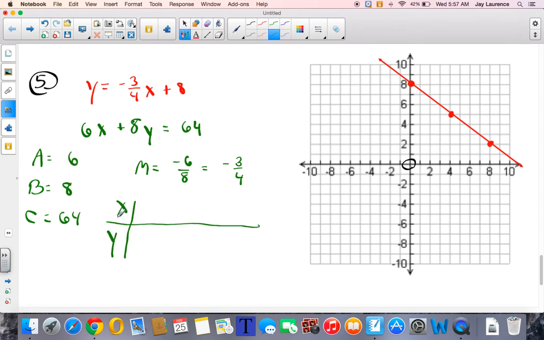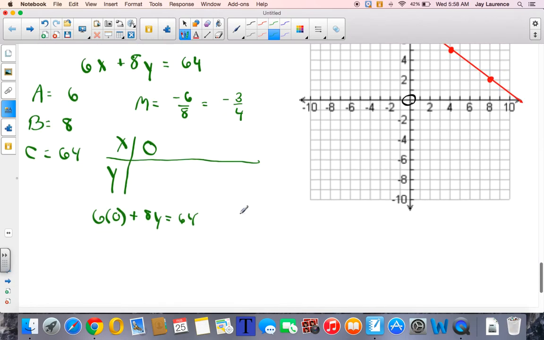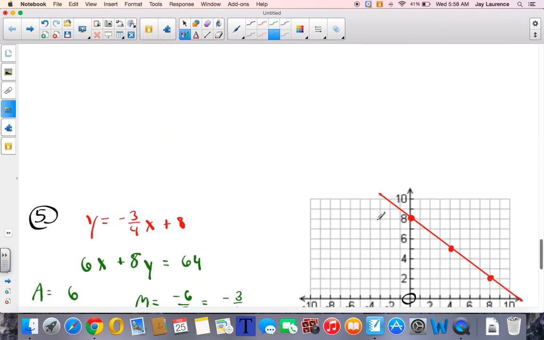In this case, I'm going to find one of the intercepts. I notice that B does go into C evenly, so I'm going to find the y-intercept. And so I'm going to get 6 times 0 plus 8y equals 64. And when I do that, I get 8y equals 64. Dividing by 8 yields y equals 8. So my y-intercept is 8. Well, look at that. I have the same y-intercept and the same slope. These are the same exact line. Therefore, there is an infinite number of solutions.